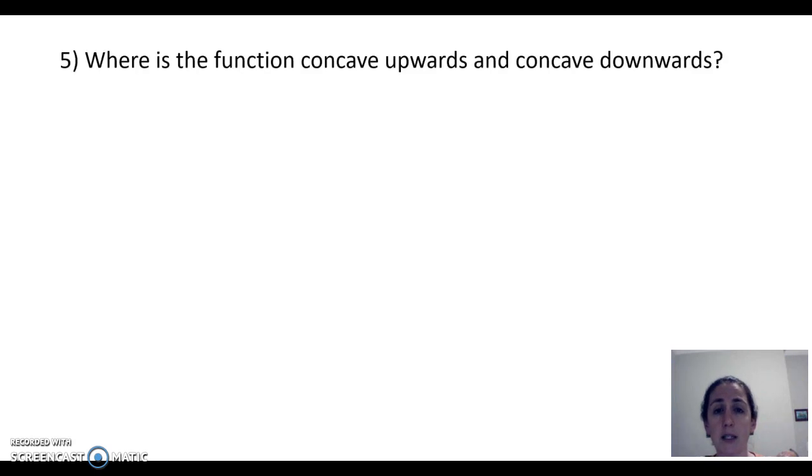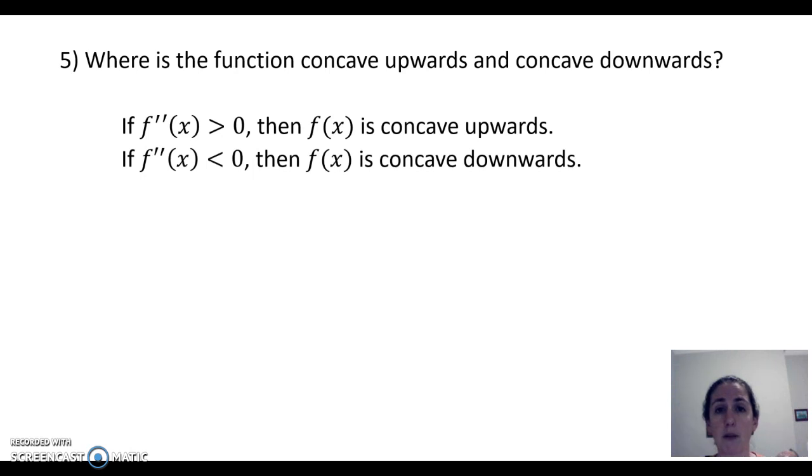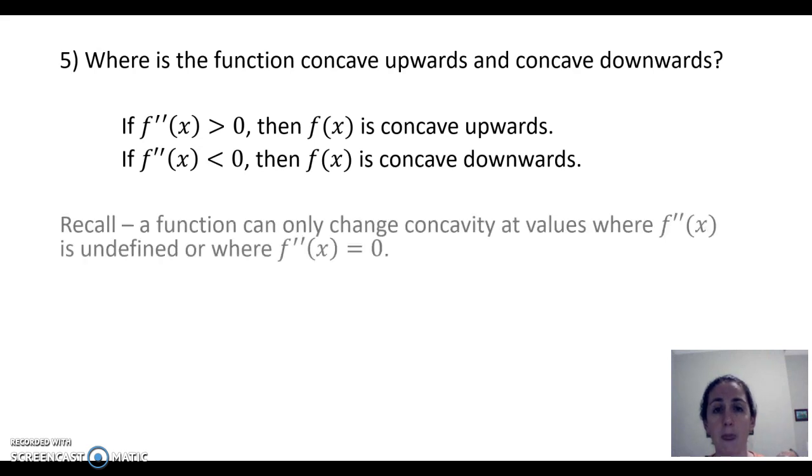Another thing we can talk about is the concavity of the function. Where is your function concave upwards? Where is it concave downwards? And if you recall, wherever the second derivative is positive, your function is concave upwards, which means the tangent lines lie below the curve. And wherever your second derivative is negative, then your function is concave downwards, which means your tangent lines lie above the curve.